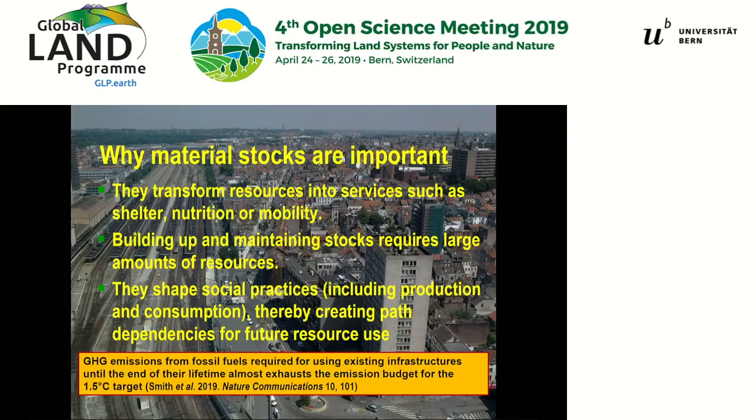And just one number that has raised quite a lot of interest in the IPCC community. If we use the existing infrastructures until the end of their planned lifetimes, we will more or less entirely exhaust the emission budget for the 1.5 degree target. Only the existing infrastructures. We are, of course, building infrastructures like mad, as you've seen, new infrastructures. You may know that until 2050, half of the cities that people in 2050 will live in still have to be built. So you may see what kind of a challenge this means.